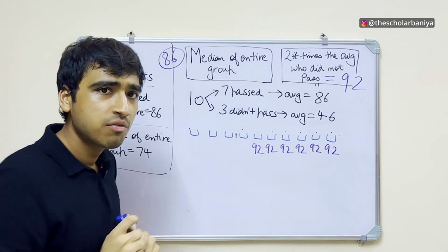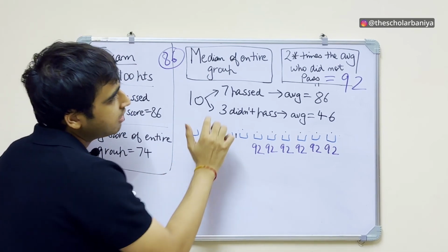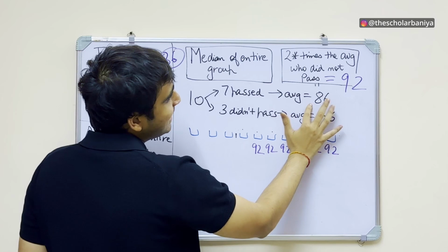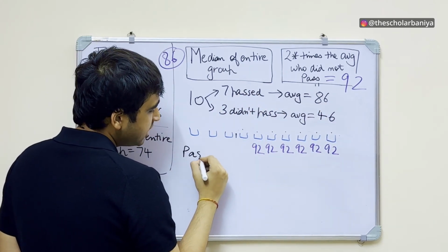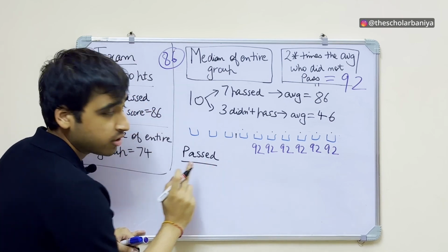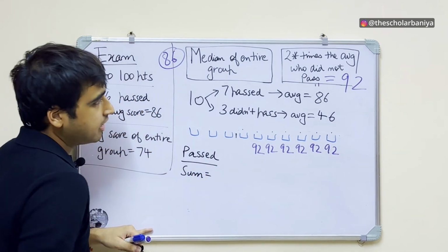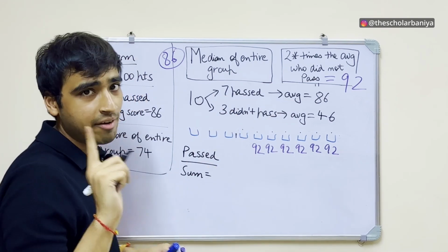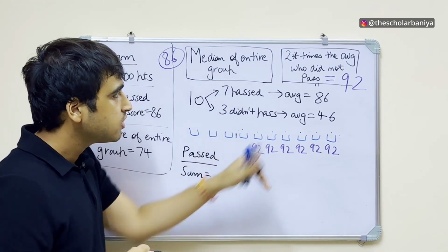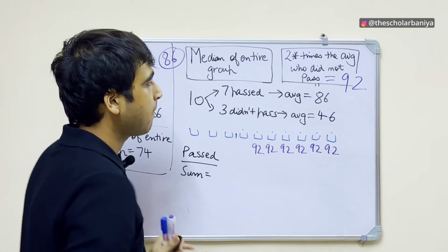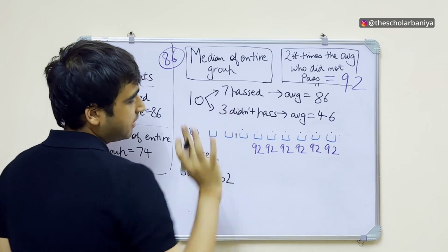Then what will be the score of this student? We know that the total score will be how much? For the students who have passed the exam, the sum will be how much? 86 into 7, because the average score is 86 and there are a total of 7 students. So the total sum will be 86 into 7, right? So this will be 602.